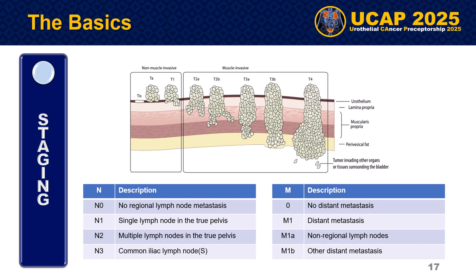Another distinction to note is the N stage, which assesses lymph node involvement only in the true pelvis and the common iliac nodes. If lymph nodes outside these nodes are involved, they are considered as the M or metastatic stages.